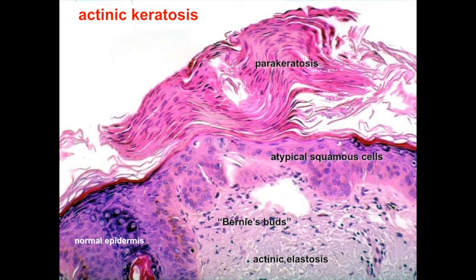A classic example of parakeratosis occurs on the surface of actinic keratoses, one of the precursor lesions for squamous cell carcinoma. We also see partial replacement of the epidermis by atypical squamous cells, and we can see they are in contrast to the normal epidermis at the left, and then there's actinic elastosis in the underlying dermis.